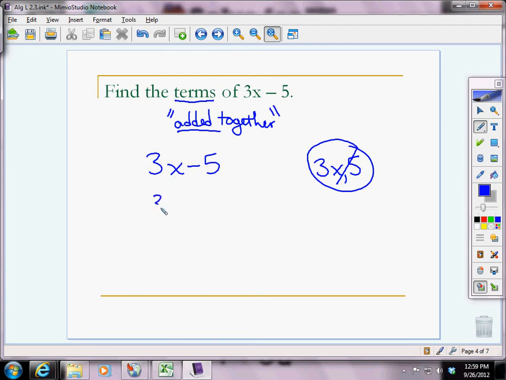So if we go keep, change the minus to a plus, change 5 to a negative 5, your terms now are just what's being added together. 3x is being added to negative 5. So your terms are 3x and negative 5. Is it important that it's negative? Absolutely. If you just have a 5 there, it will be marked wrong.